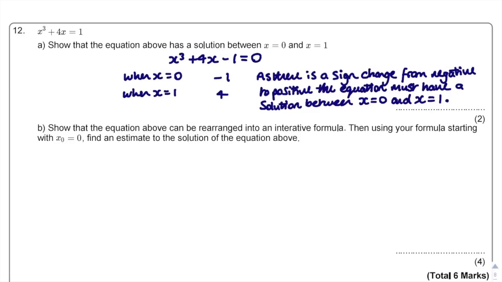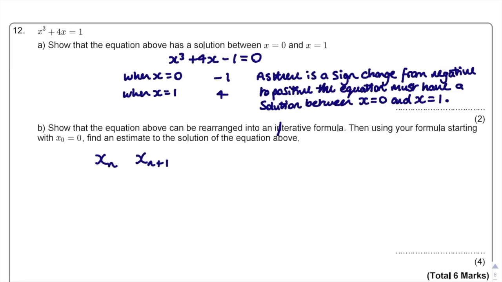Part B says show that the equation above can be rearranged into an iterative formula. Then using your formula, starting with x equals 0, find an estimate to the solution of the equation above. When trying to work out what our iterative formula is going to be, we're going to have two different values for x. We're going to have x of n, which is going to be our nth value of x, but then we're also going to have the term after that, which is x of n plus 1. And what that allows us to do is work out what x of n plus 1 is in terms of x of n.